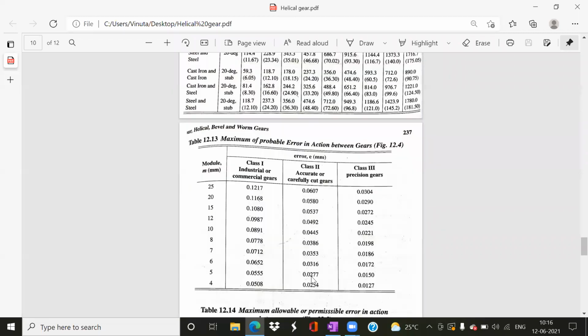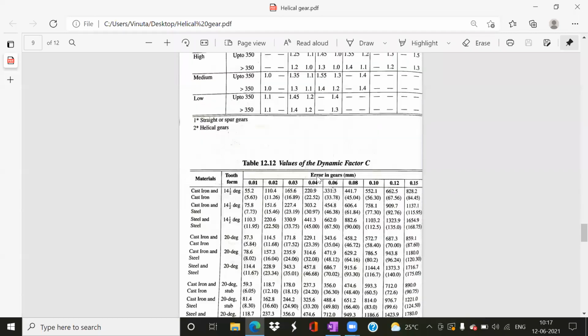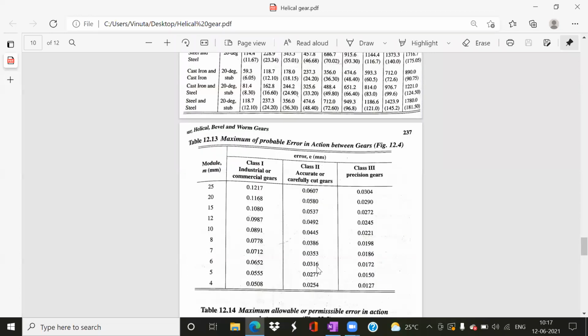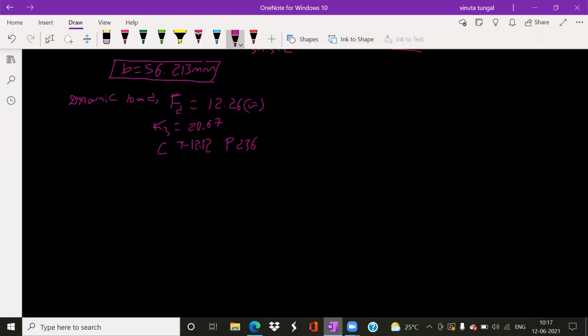Whether 0.0277 is there in this table 12.12? You can see that 0.01 is there, after that 0.02, next number is 0.03. For 0.02 you will get the values, but we wanted E equal to 0.0277. Can anyone tell me how to calculate that? If you don't know that, this is how you can calculate the C.